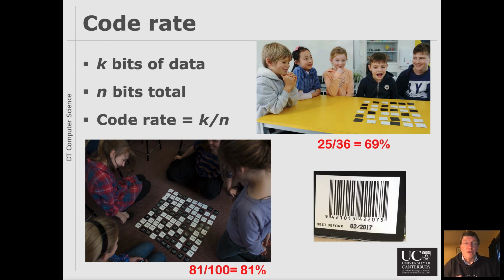With the QR codes, of course, I was changing lots of bits and it could still correct it. If you wanted, you could look at a product code. It's got 13 digits on it if it's in New Zealand. One of those digits is a check digit, so 12 out of the 13 actually carry useful data. It's got a code rate of 92%. That one can't do error correction at all. It can only detect errors.